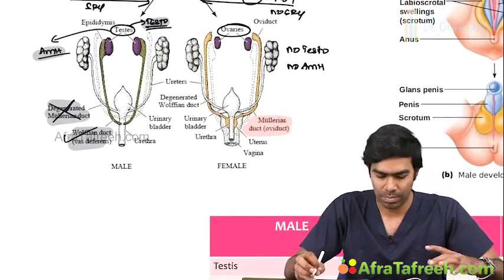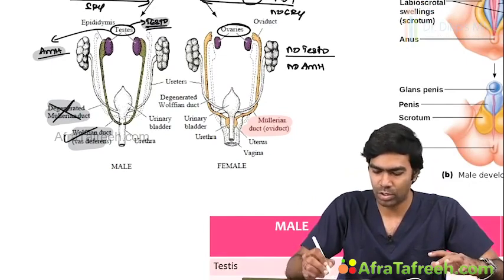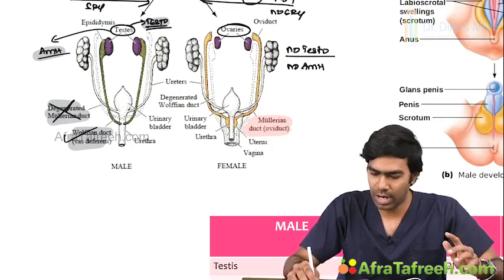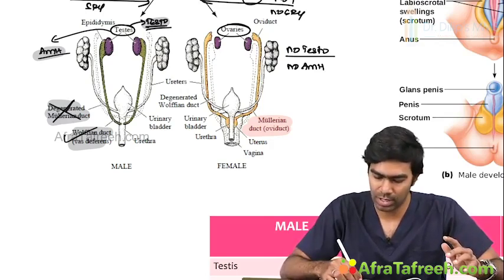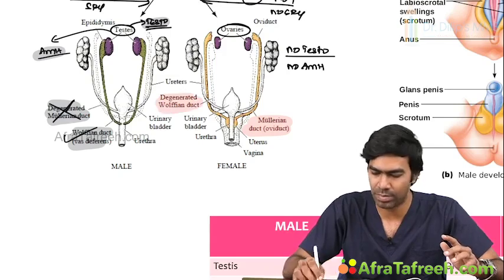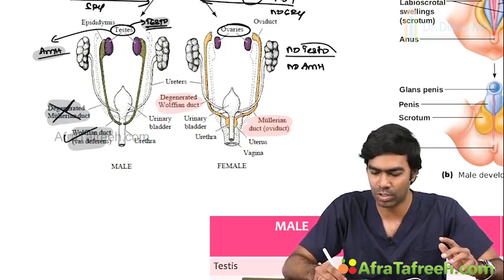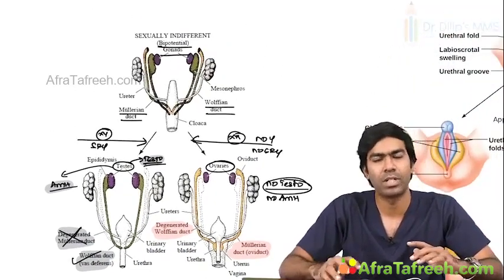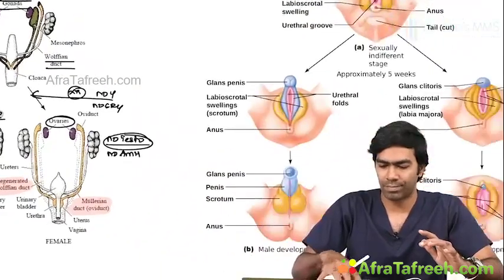And because there is no testosterone, the Wolffian structures will degenerate and disintegrate. You can see there will be degeneration of the Wolffian duct here. The Wolffian duct will degenerate and disappear here. Because there is no testosterone, you cannot sustain the Wolffian duct. So this is the basics that are happening in the embryological life.